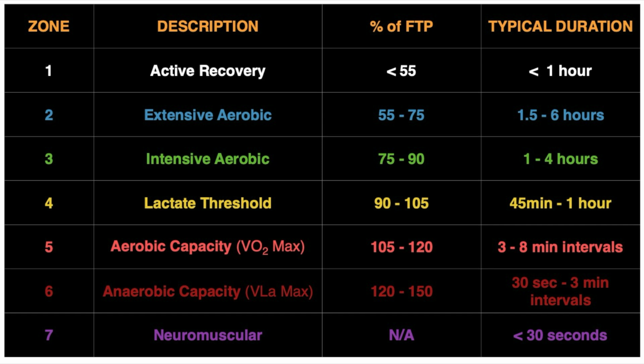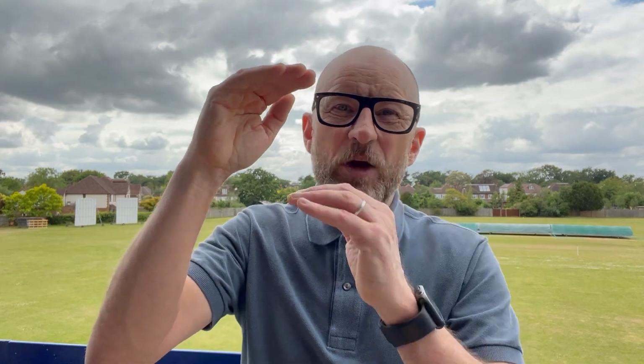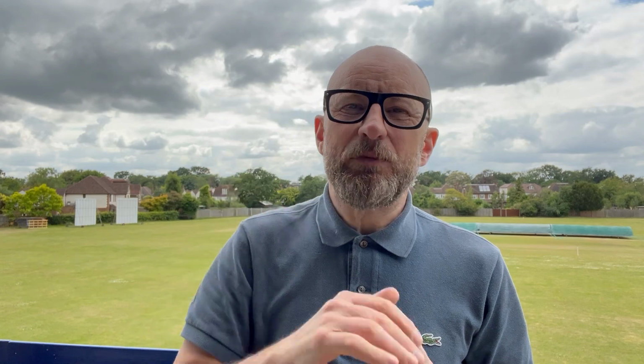Zone 5 is the top of your aerobic range, and by stressing this, you get the trickle-down effect to those other zones. The higher your VO2 max, the greater your capacity to utilise oxygen, which means the higher the ceiling is of your aerobic ability. Your FTP is also dependent on your VO2 max.